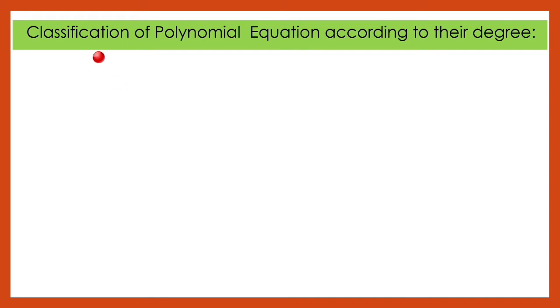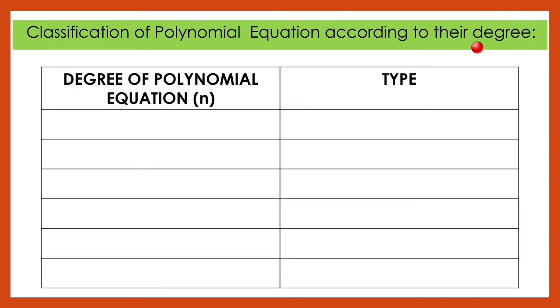Meron tayong classification of polynomial equation according to their degree. So, kung ano yung type ng polynomial equation according sa kanyang degree. So, we have here two columns. Sa first column, ito yung degree of polynomial equation represented by n. And for the second column, kung ano yung type ng polynomial equation.